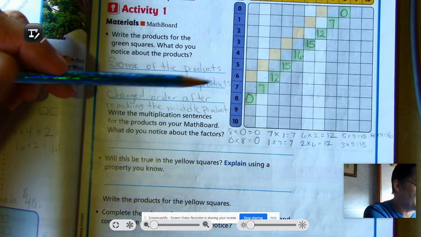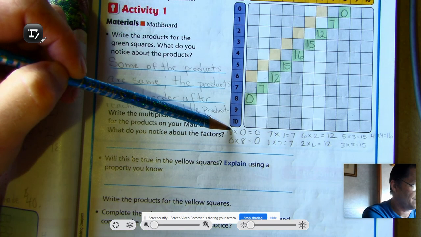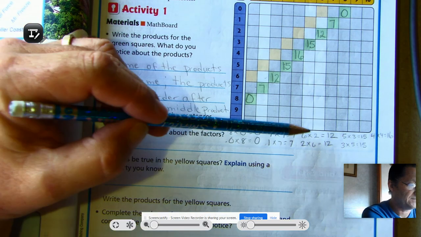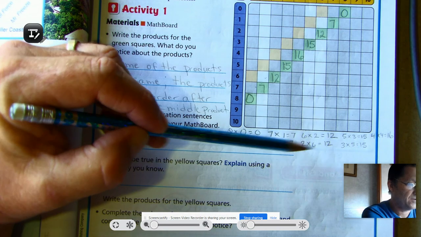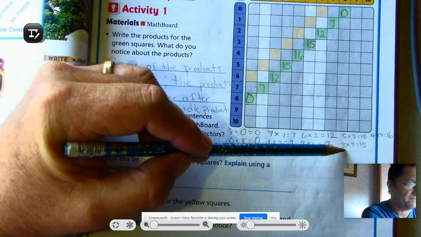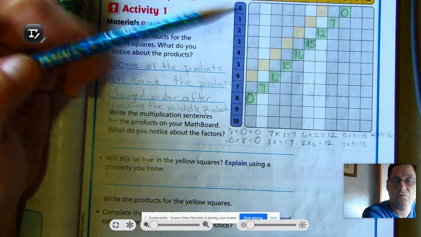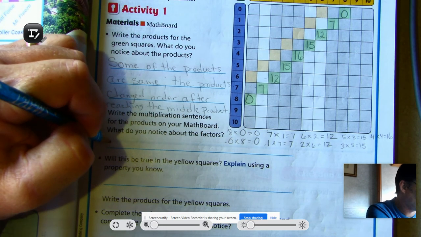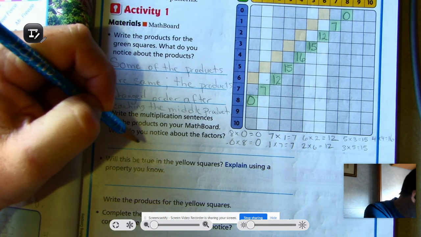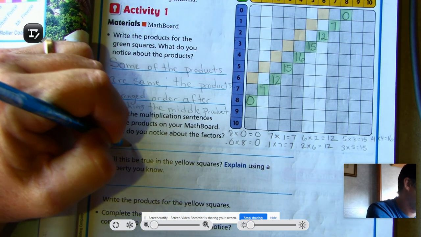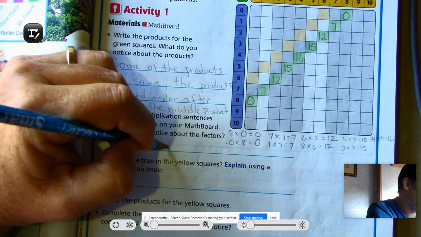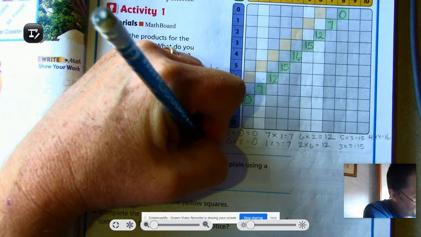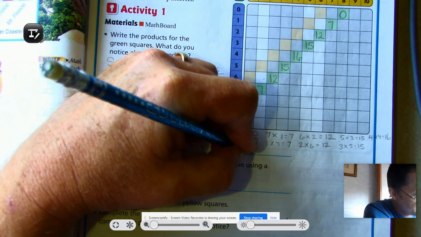What do you notice about the factors? So we have 8 times 0 and 0 times 8. We have 7 times 1 and 1 times 7. We have 6 times 2 and 2 times 6. We have 5 times 3 and 3 times 5. And in the middle we have 4 times 4. So these are factors in opposite order. They have the same factors, but they are in a different order.